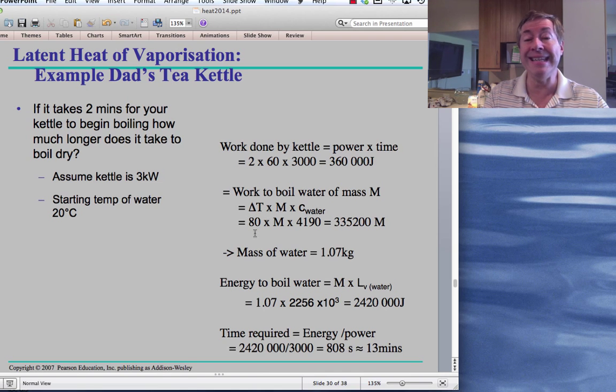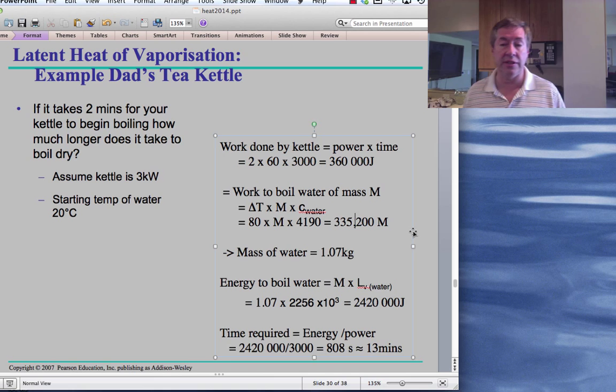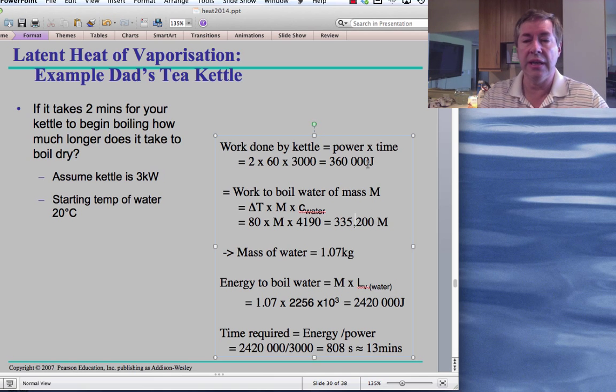And now we need 80 times that, because we're raising it 80 degrees to get it up to the boiling point. 80 times 4,200 is about 335,000 times whatever the mass is in kilograms. This is the energy that had to be absorbed, and this is the energy available from the kettle. So you can see that M here must have been a little bit over 1 kilogram of water, 1.07 kilograms. So that's the specific problem that we're given here of a 3,000 watt heater and 2 minutes to boil.